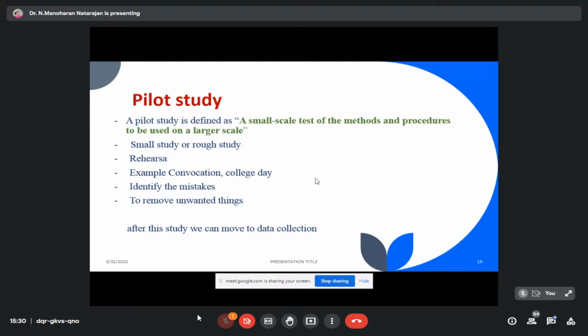If we find some mistakes or unwanted things, or if time is missed in the timing process, then we have to go for another rehearsal. Like that, we have to go with a smaller data set of the same method and same procedure that we are going to use for the larger, huge volume of data.